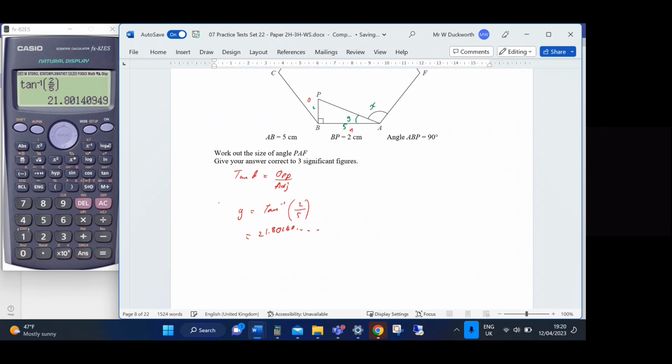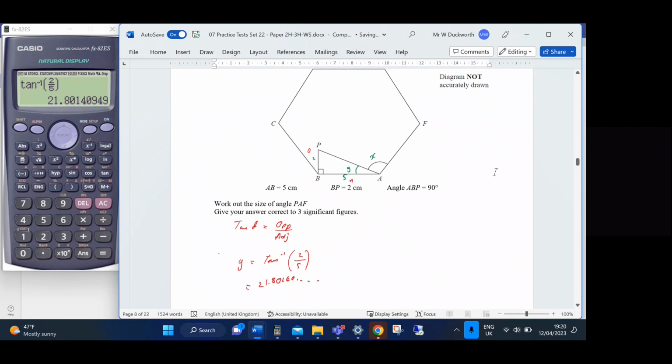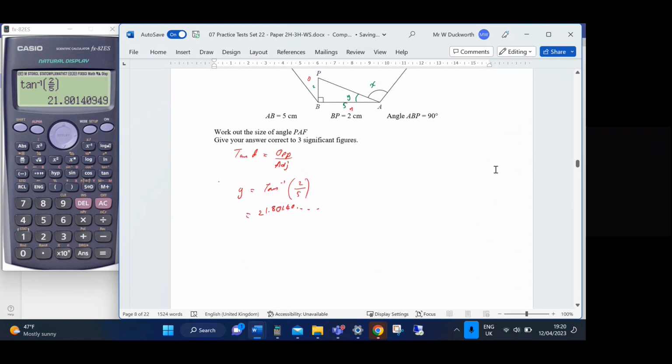Right, so I've got the size of that angle. Next, I want to work out the size of the interior angle of a hexagon. Was a hexagon, wasn't it? Yep. So to do that, I find the exterior angle the easier one to work out. So the exterior angle of the hexagon is going to be equal to 360 divided by 6. So each of the exterior angles is going to be 60, meaning that each of the interior angles are going to be 180 minus 60, which is going to give me 120.